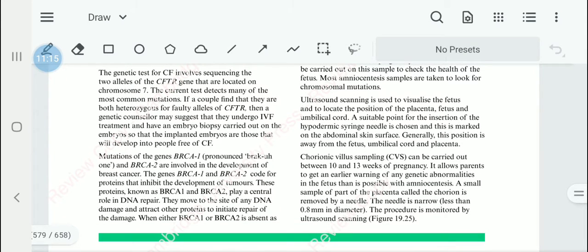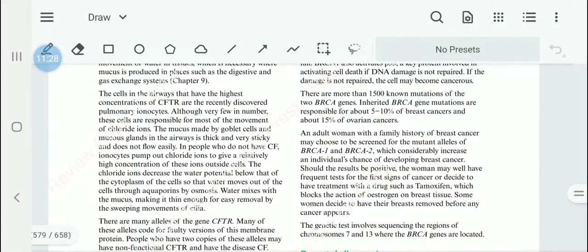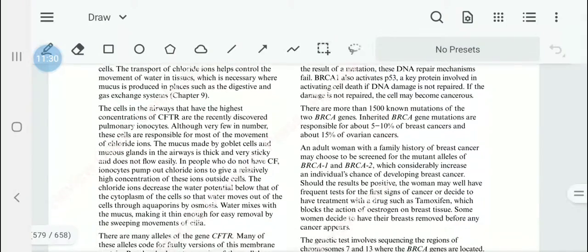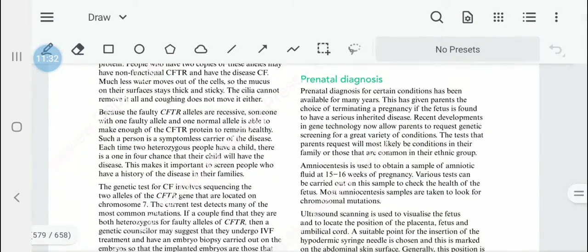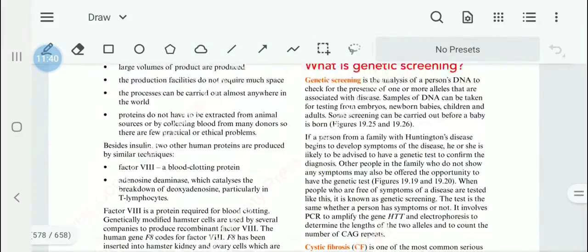Then there are BRCA1 and BRCA2. These are the genes that, when mutated, will result in breast cancer. So they can also be screened by using this DNA technology. Then prenatal diagnosis of a condition, but let's write down a note on this first of all.